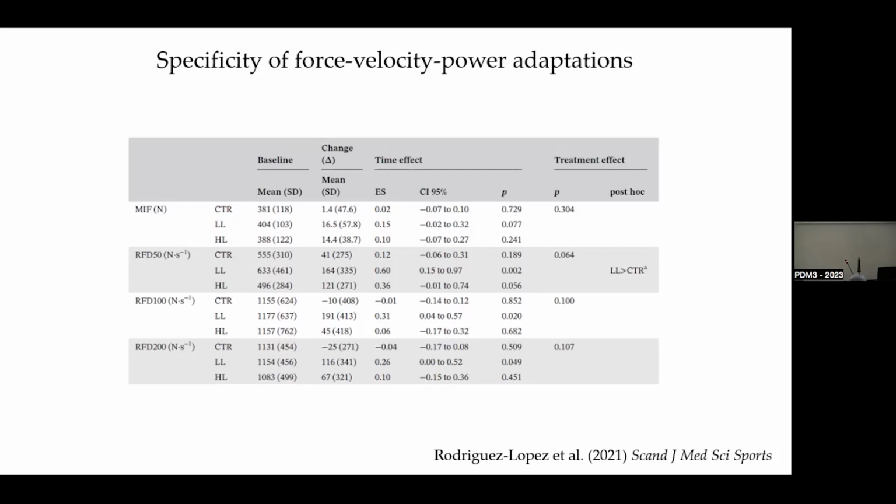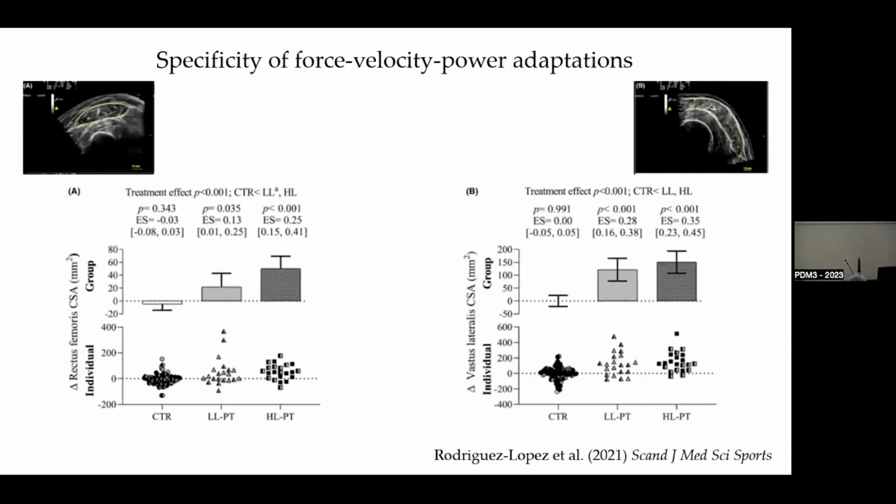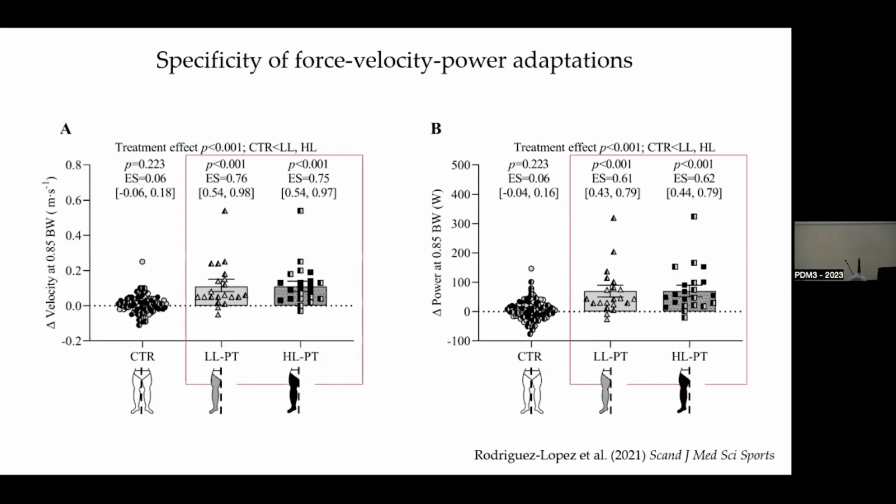For those muscle size lovers, we have here some adaptations in muscle size. We observe positive changes in both groups, but especially in the heavy load resistance training group in rectus femoris cross-sectional area and vastus lateralis cross-sectional area.